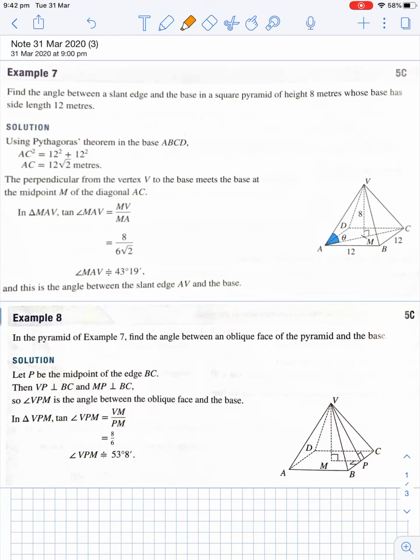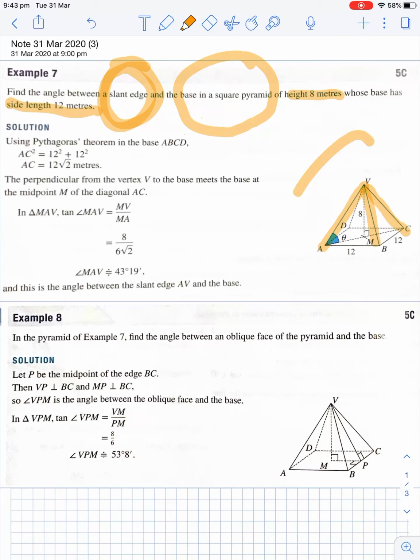Okay, so find the angle between a slant edge and the base in a square pyramid, which has a height of 8 meters and base side lengths of 12. So we're trying to find the angle between a slant edge. A slant edge is an edge which is not flat nor vertical. It's on a slant. So an edge, remember, is like some of these lines of this pyramid. So that's a slant edge, that's also a slant edge, that one there as well. We want to find the angle between one of these lines and the base.